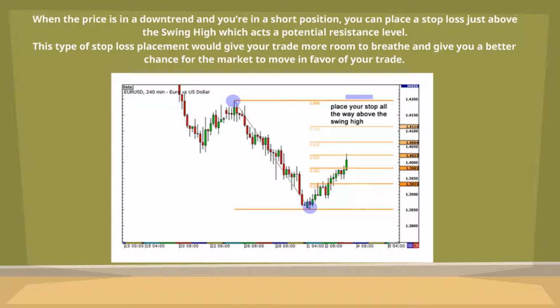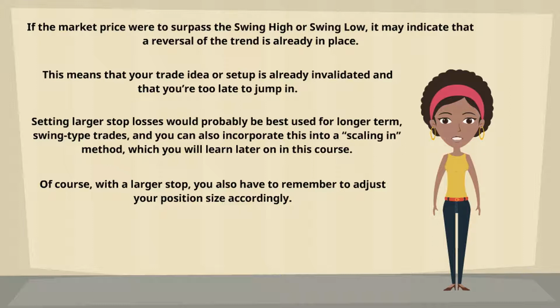This type of stop loss placement would give your trade more room to breathe and give you a better chance for the market to move in favor of your trade. If the market price were to surpass the swing high or swing low, it may indicate that a reversal of the trend is already in place. This means that your trade idea or setup is already invalidated and that you're too late to jump in. Setting larger stop losses would probably be best used for longer-term, swing-type trades, and you can also incorporate this into a scaling-in method, which you will learn later on in this course.